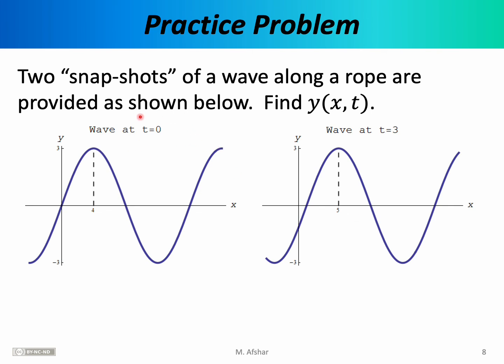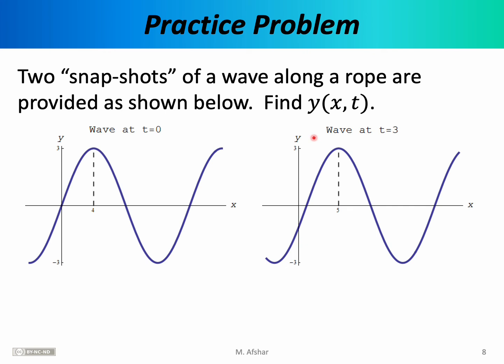At t equals 0, we have one snapshot of the rope. The rope at that moment in time looks like this function on the left. 3 seconds later, we take another picture of the rope, and the wave has changed a little bit, and now the rope looks like this function on the right. Based on this information, can you write down the precise mathematical function for this wave?